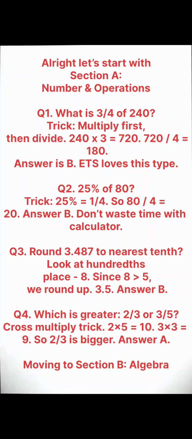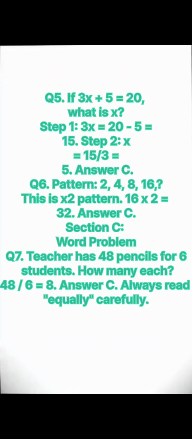Moving to section B, algebra. Q5. If 3x plus 5 is equal to 20, what is x? Step 1: 3x equals 20 minus 5, which is equal to 15. Step 2: x equals 15/3 equals 5. Answer C. Q6. Pattern: 2, 4, 8, 16. This is a times 2 pattern. 16 times 2 is equal to 32. Answer C.